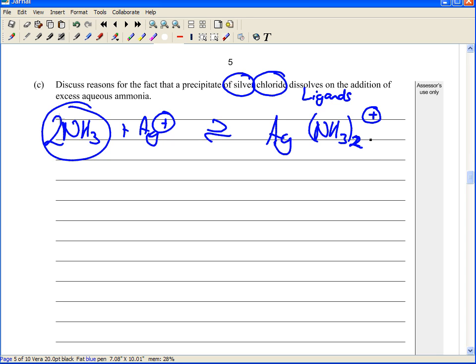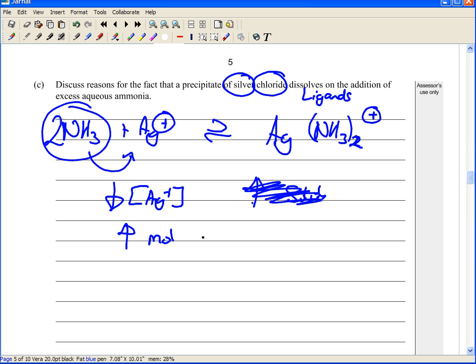Cool. So we need to say that the ammonia is reacting with the silver, therefore decreasing the silver ion concentration. As I decrease the silver ion concentration, I am increasing the solubility. Actually, no, don't use the solubility. I am increasing the moles. Yeah, I'm increasing solubility. The moles per litre of AgCl that I can dissolve in the solution.